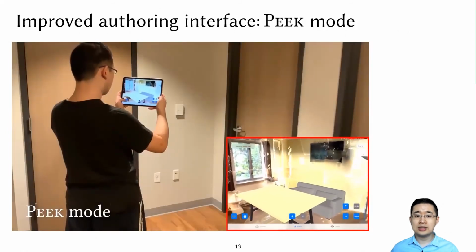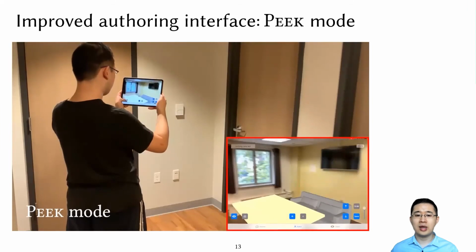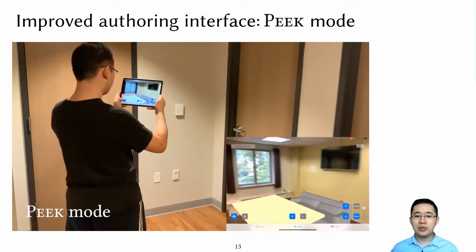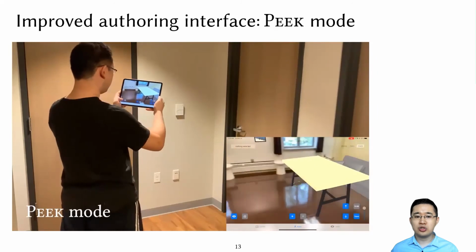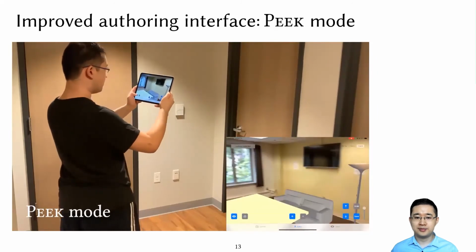The peek mode brings designers' viewpoint to the closest one with the captured image, so they can examine how objects look in the real environment. They can move the tablet and retrieve a series of captured images that simulate their movement.